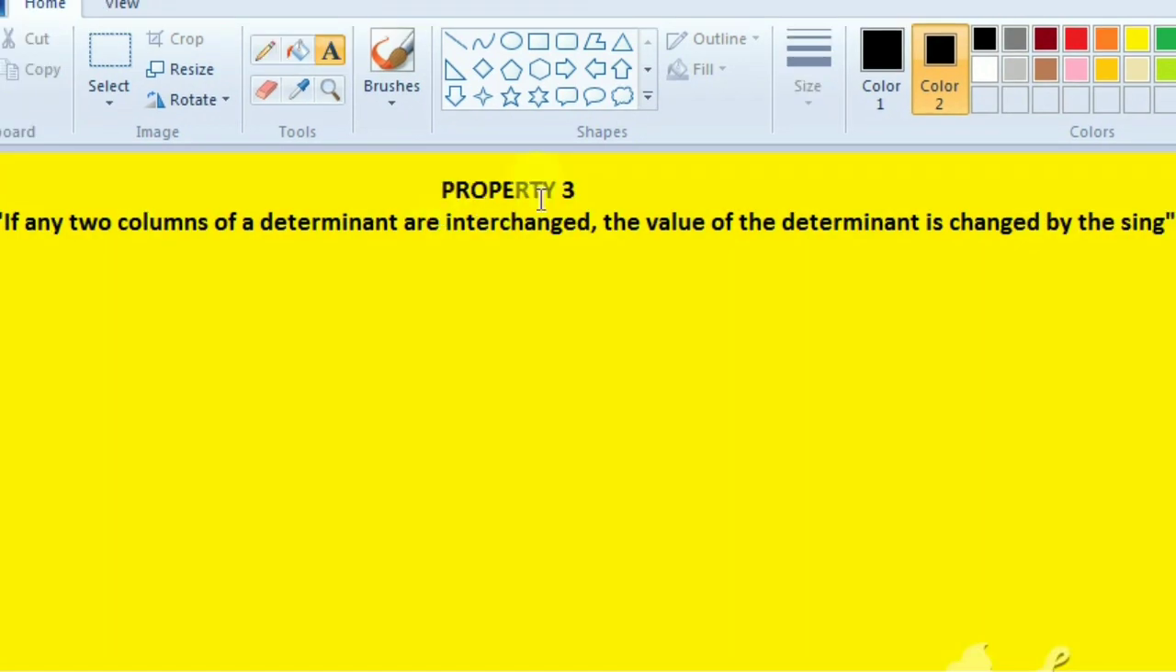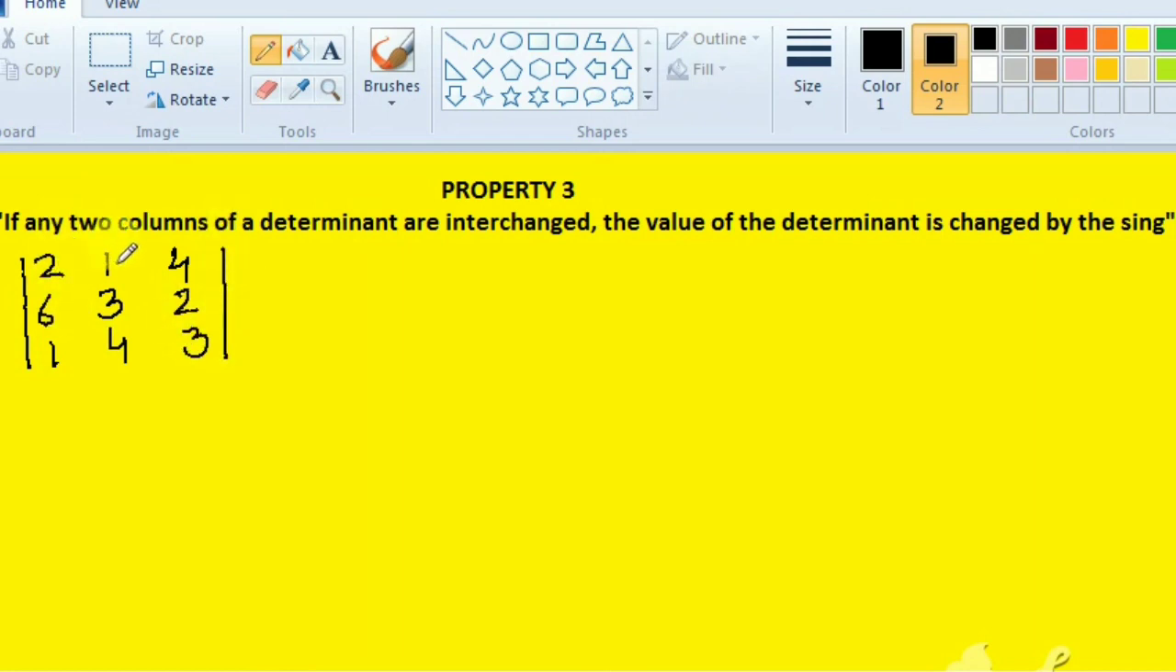Now the third property of determinants states that if any two columns of a determinant are interchanged, the value of the determinant is changed by the sign. That is, if the value of a determinant is 4, it becomes minus 4, and if it is minus 4, it becomes 4. So we have the determinant 2, 1, 4, 6, 3, 2, 1, 4, 3.